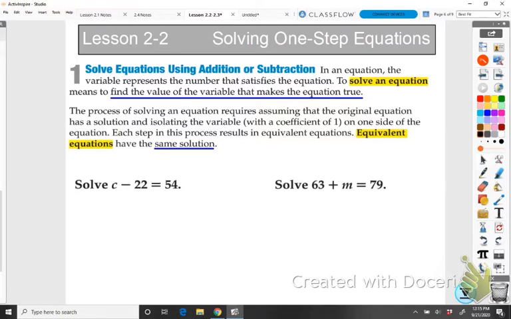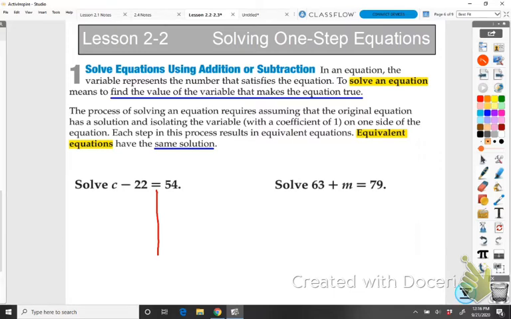So solving a one-step equation, our goal is to find the value of the variable that makes the sentence true. Last year you probably started solving some equations. We can drop down a line from the equal sign to separate it into a left and a right side because you have to keep this balanced. So what you do to one side, you do to the other.